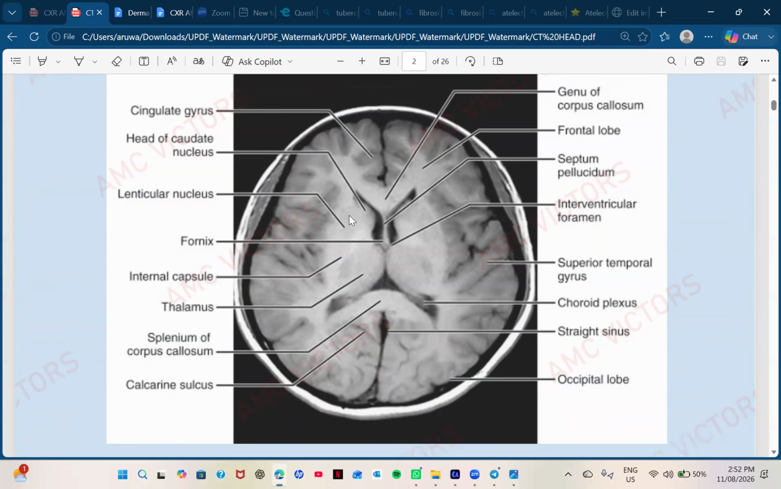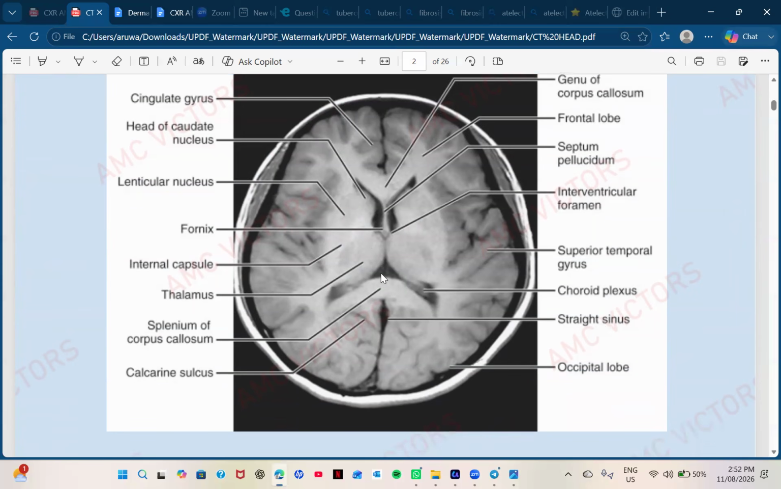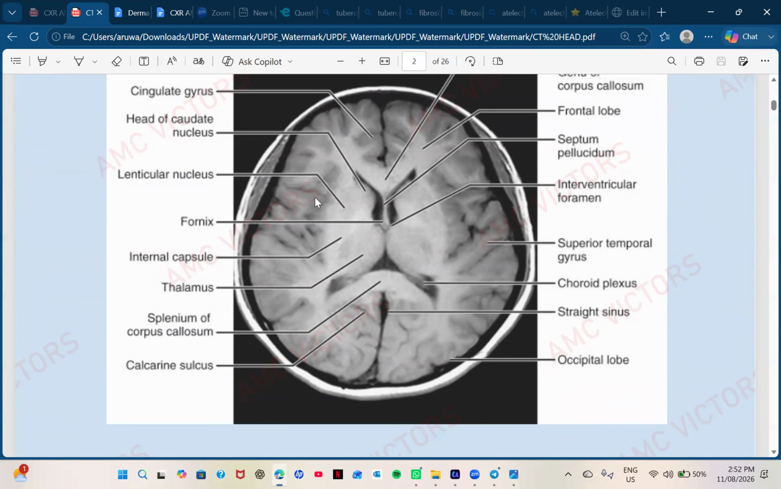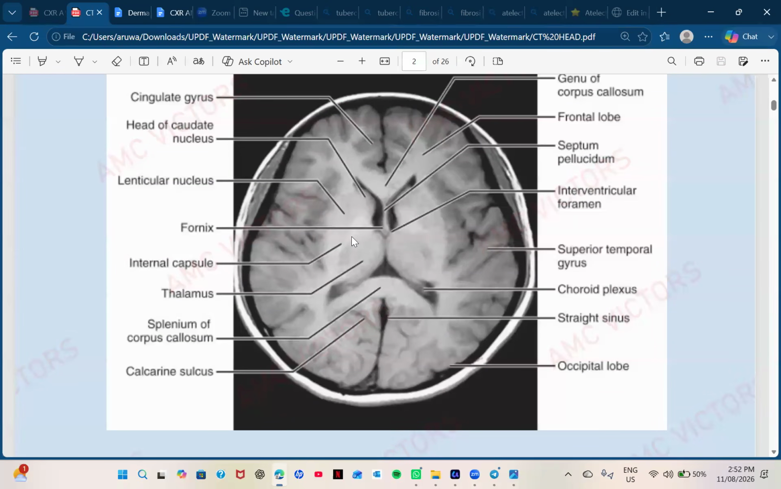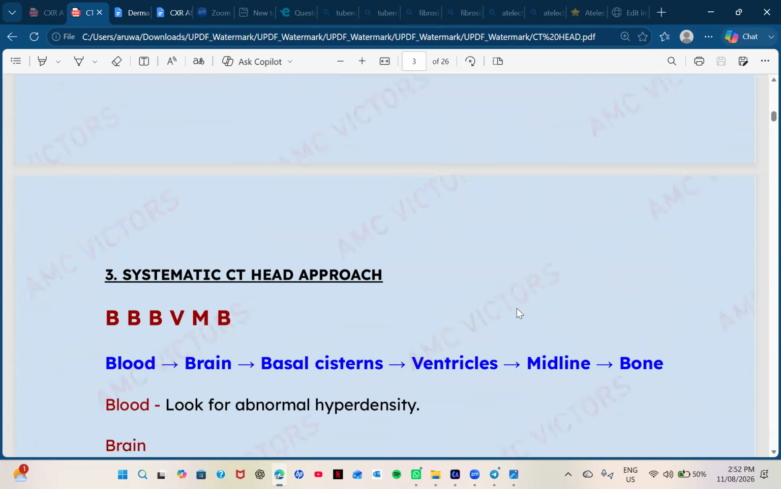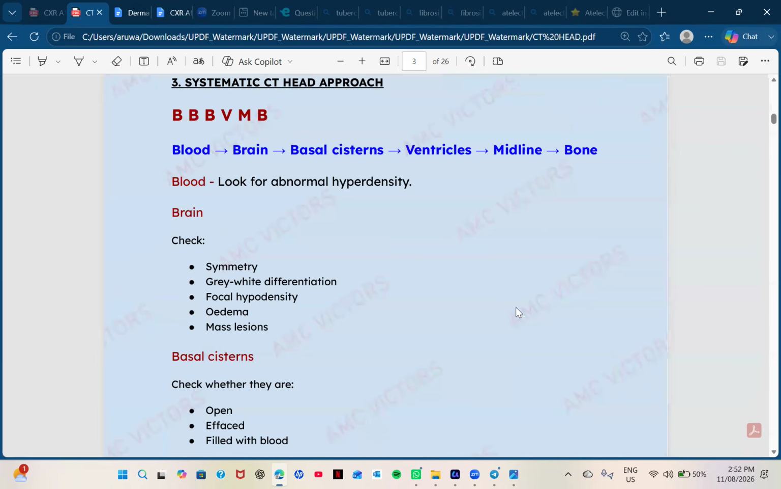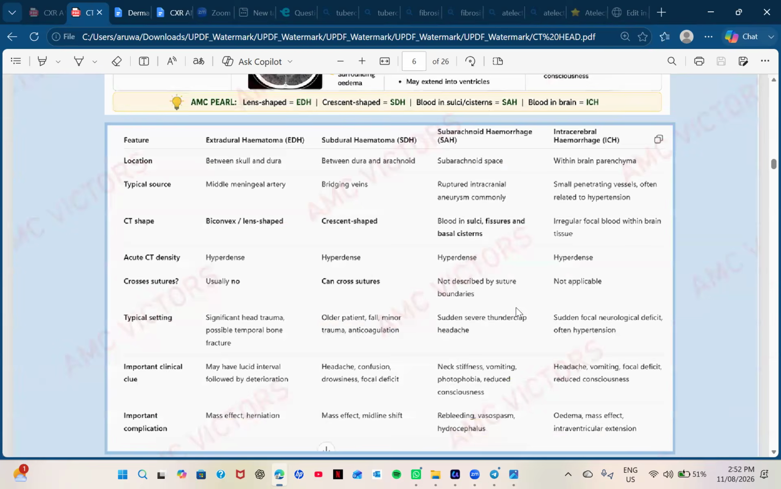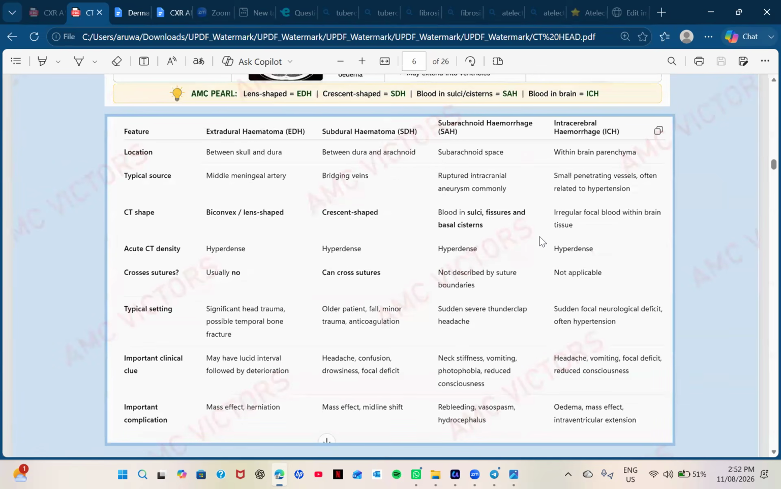I'm not going to read everything because this is general anatomy. Other than that, you need to understand the location of each lobe, occipital, parietal, those things. And here the thalamus, then sulcus. No need to go into detail at the moment because we have limited time, so we'll jump into the hemorrhages part.